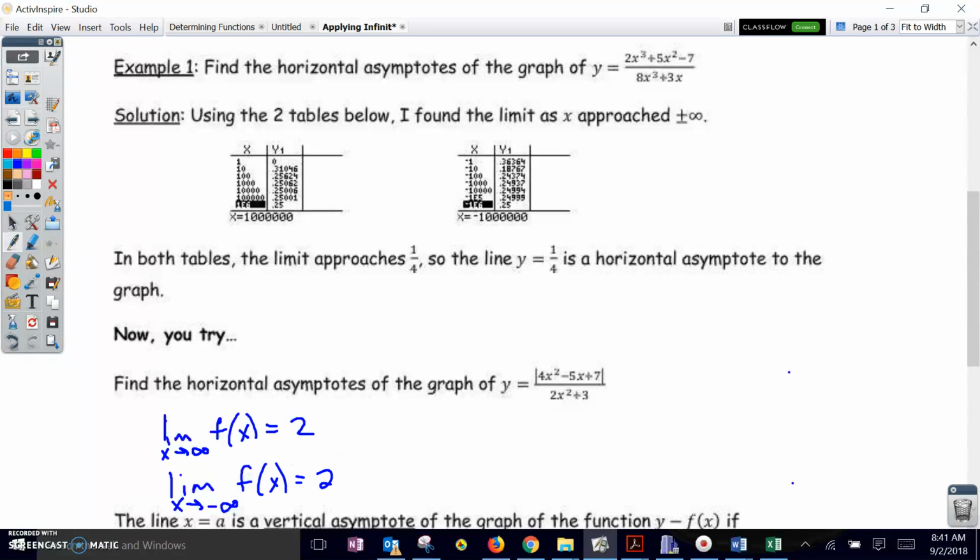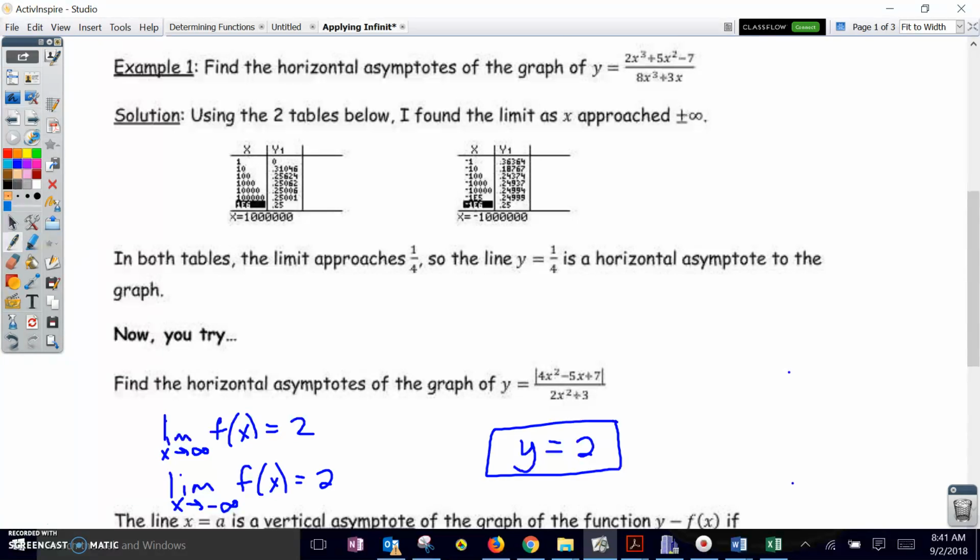So what does that mean? Well, that means that we have one horizontal asymptote, and it's going to be the line y equals 2. And when we write asymptotes, we always want to write them as equations because they are equations representing lines that we're graphing.